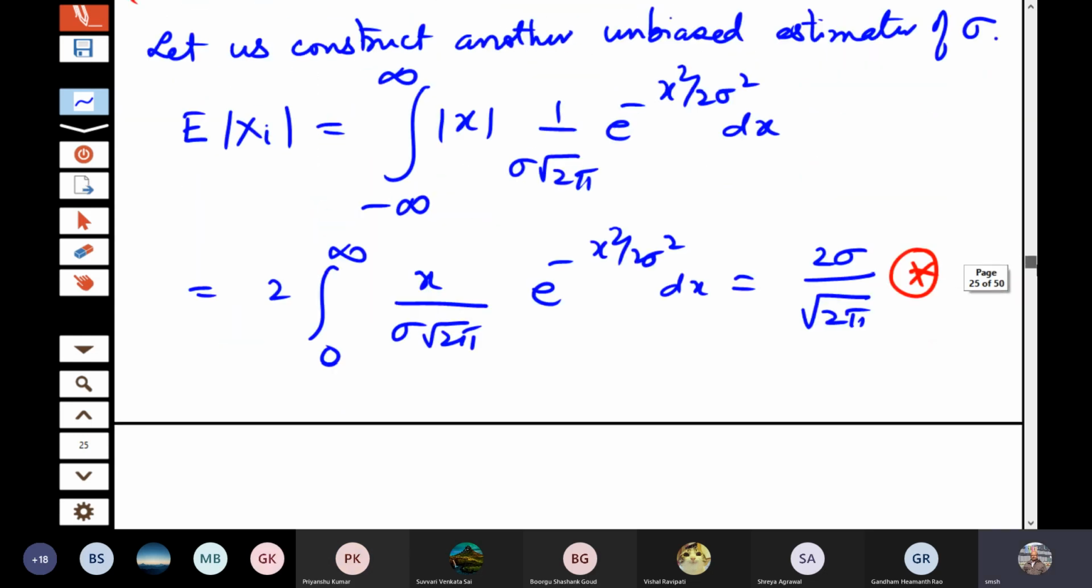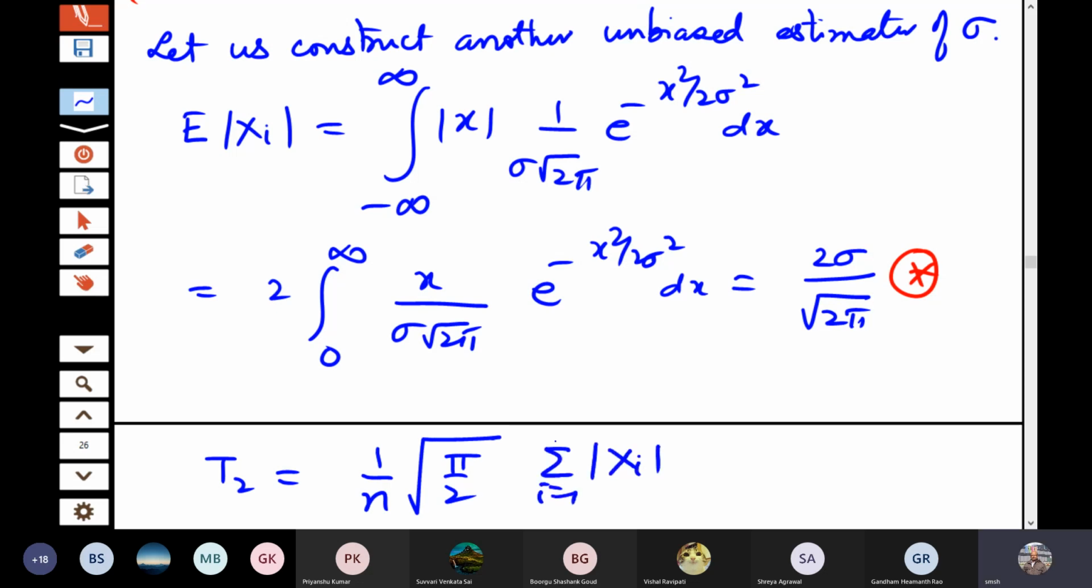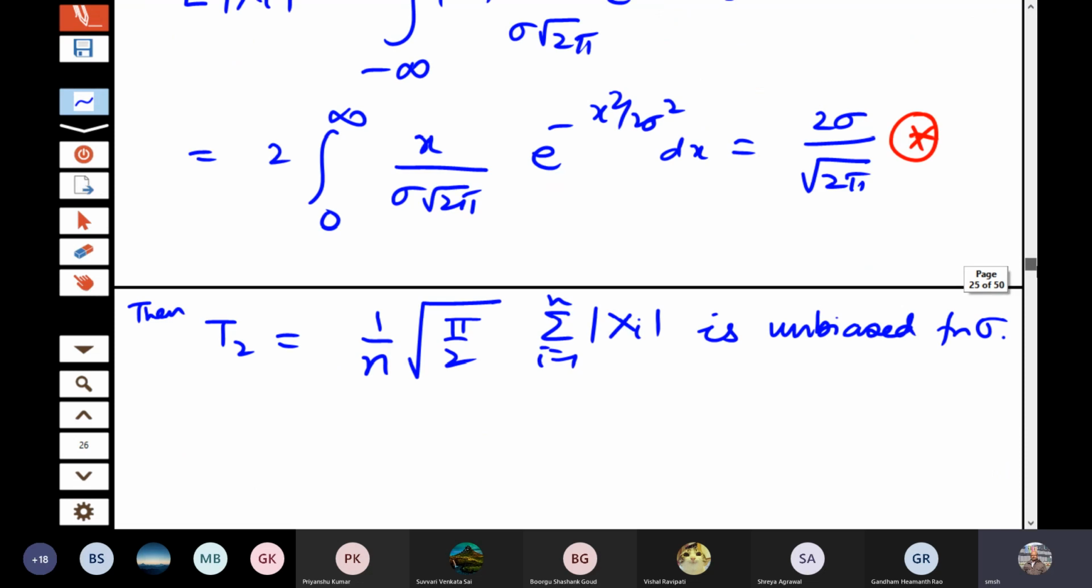So if I adjust the term to the left hand side, what will I get? I can write an estimator T2 as, so this I bring to the left hand side: 1 by n, root pi by 2, sum of mod of ξᵢ, i equal to 1 to n. So this is unbiased for sigma. Again, you can look at the variance of this.